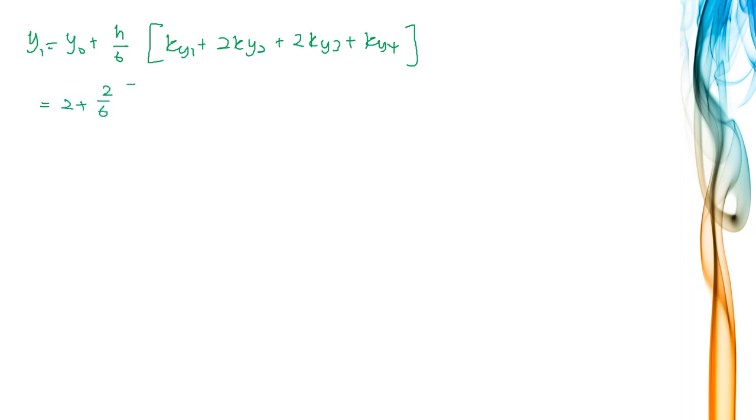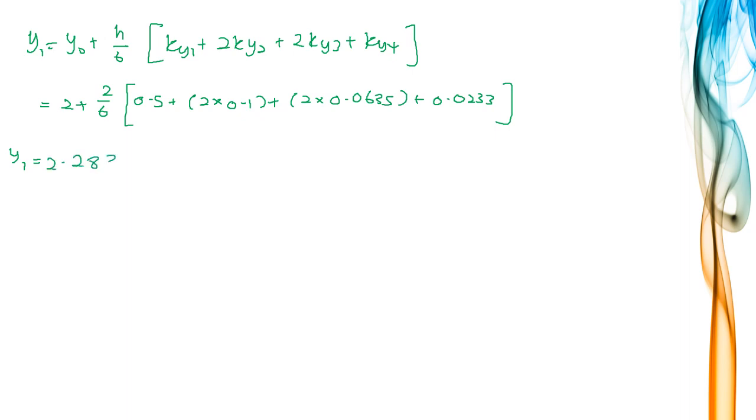Then after we have all the values from ky1 until ky4 and kz1 until kz4, we can calculate the values for y1 and z1. We start with y1. y1 is equal to y0 plus h over 6, ky1 plus 2ky2 plus 2ky3 plus ky4. We substitute all the values that we have: y0 is equal to 2, h over 6 is 2 over 6, ky1 is 0.5, plus 2 times ky2, 0.1, plus 2 times ky3, 0.0635, plus ky4 is equal to 0.0233. So I will have my y1 is equal to 2.2834.